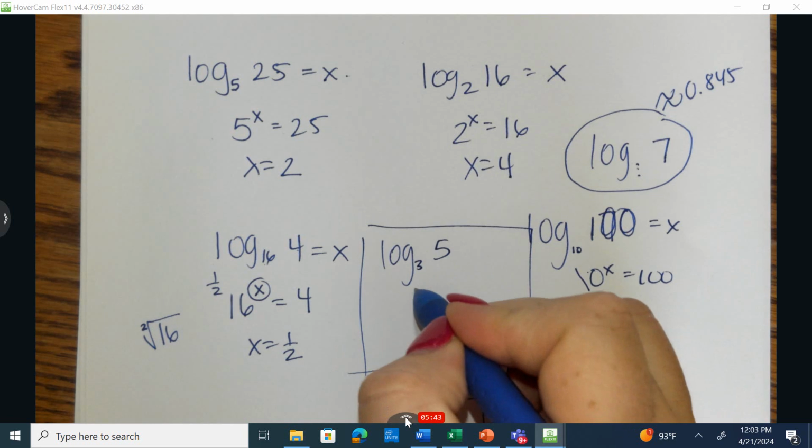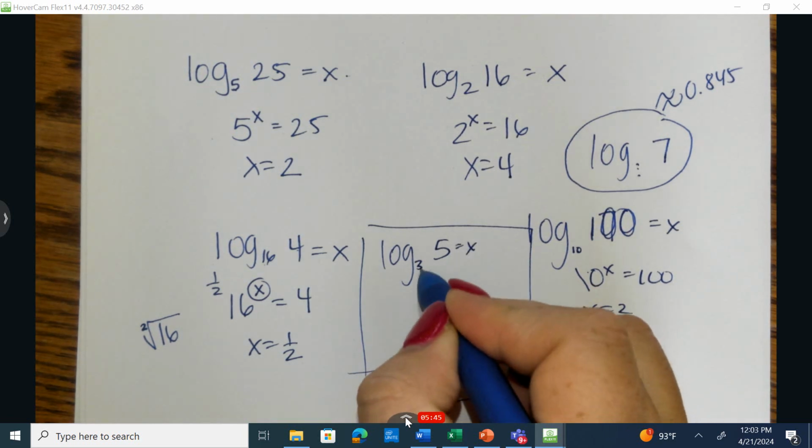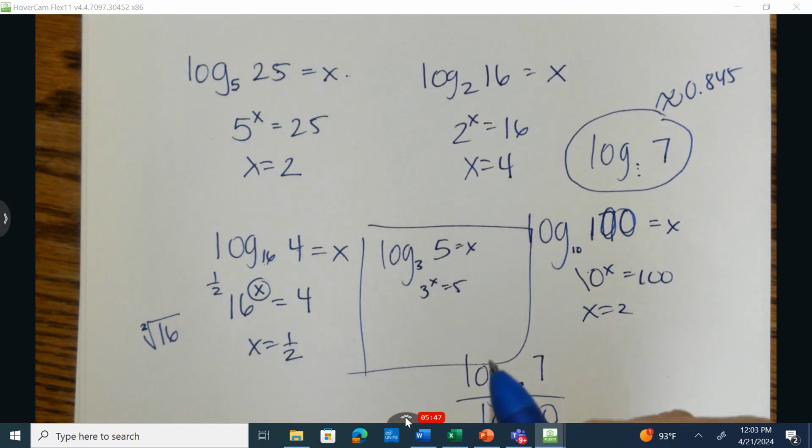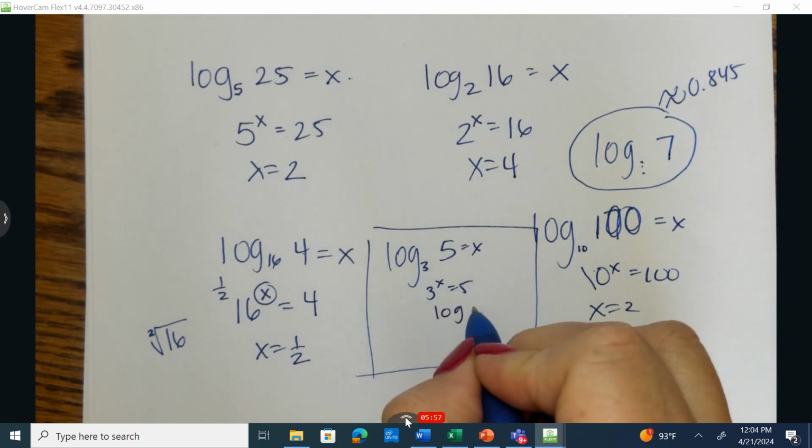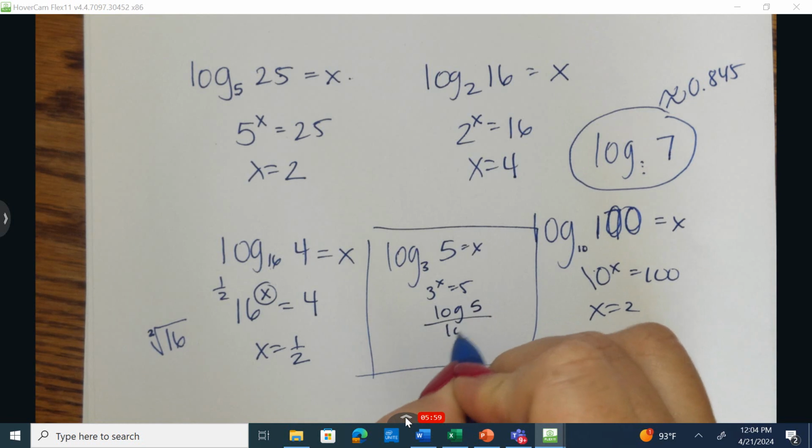Now, in your mind, you're like, okay, can I do this mentally? 3 to the what equals 5? I don't know what that is. 3 to the first is 3, 3 to the second is 9, 3 to the third is 27. I don't know exactly what that is. So what we would have done years ago is use the change of base formula if we had a calculator.